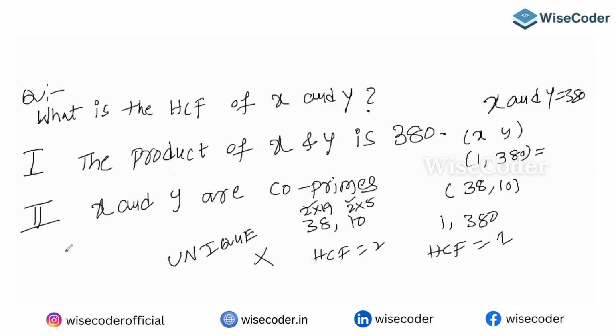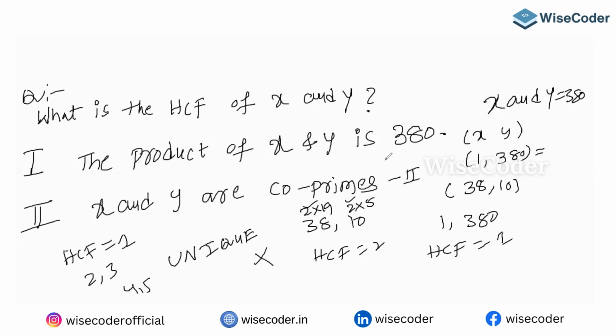What do you mean by co-primes? Where their HCF is what? When they are co-primes, 2 comma 3 are co-primes, 4 comma 5 are co-primes. What do you mean by co-primes? There is only one common factor, which is 1. So you can say HCF is 1. So from this you can say that with 2 you can answer your question.